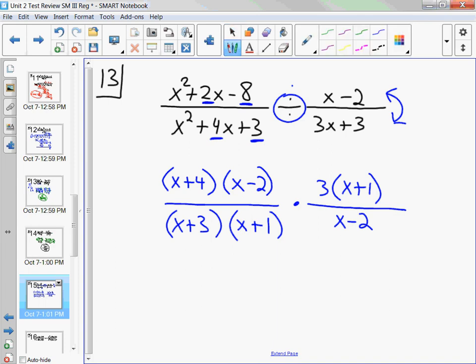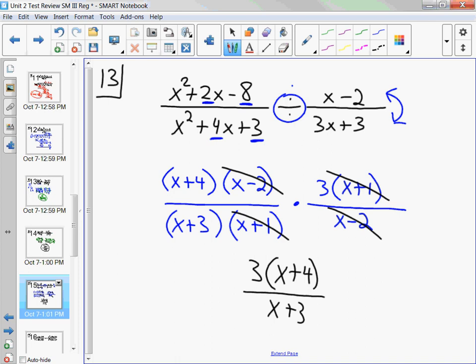Now I can cancel common factors. I have an x plus 1 here and on the top. I have an x minus 2 on the bottom and an x minus 2 on the top. And that is all the factors. So on the top I am left with 3 times x plus 4, and on the bottom I am left with x plus 3. That is simplified.